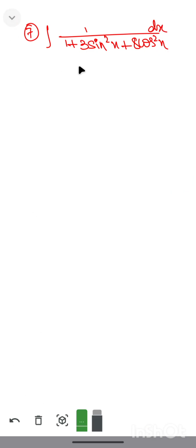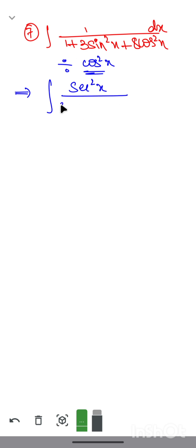Now to find the solution of the given problem, this one doesn't look like any one of the standard formulas. So we should divide both numerator and denominator by cos square x. 1 by cos square x is nothing but secant square x, so we get the integration of secant square x divided by secant square x plus 3 sin square x by cos square x. Sin square x by cos square x is nothing but tan square x, so we get 3 tan square x plus 8 cos square x by cos square x, which is only 8, into dx. Okay.